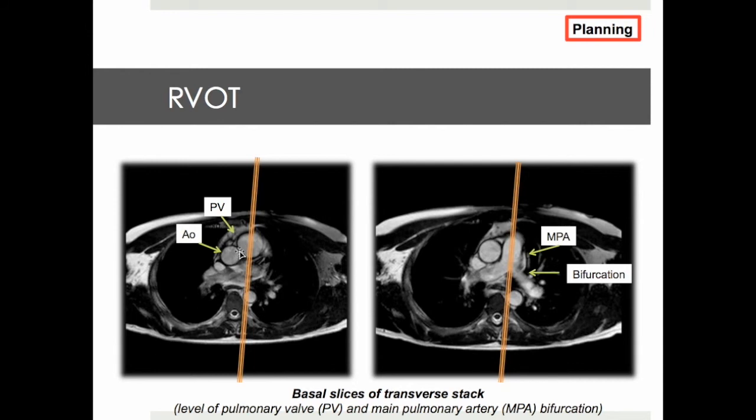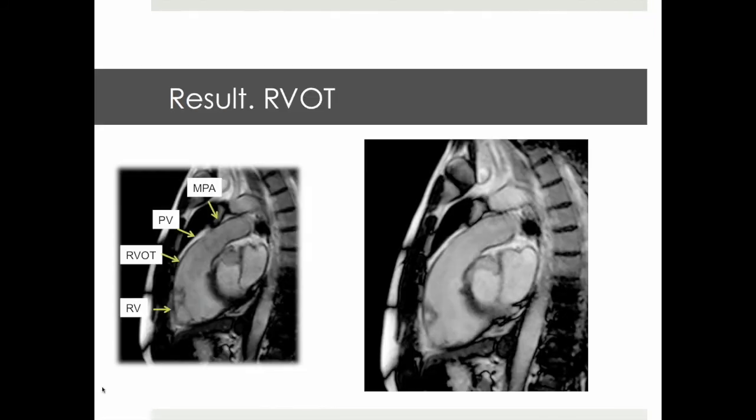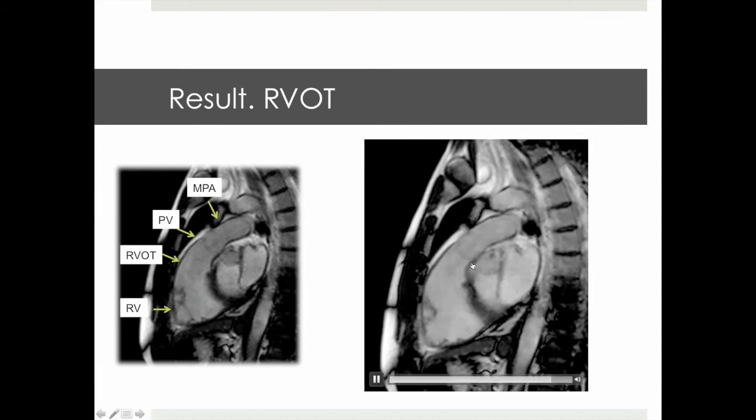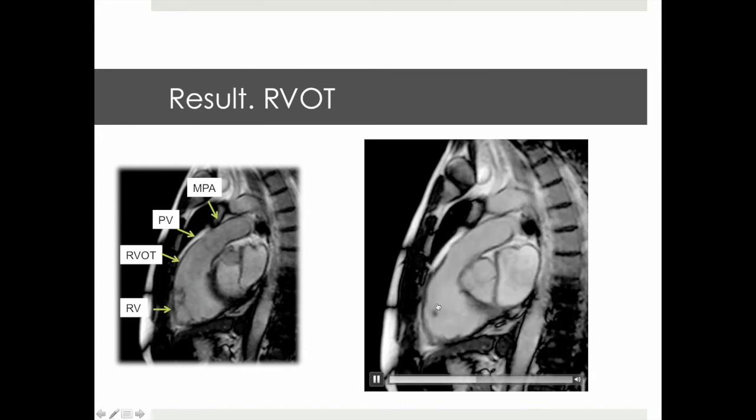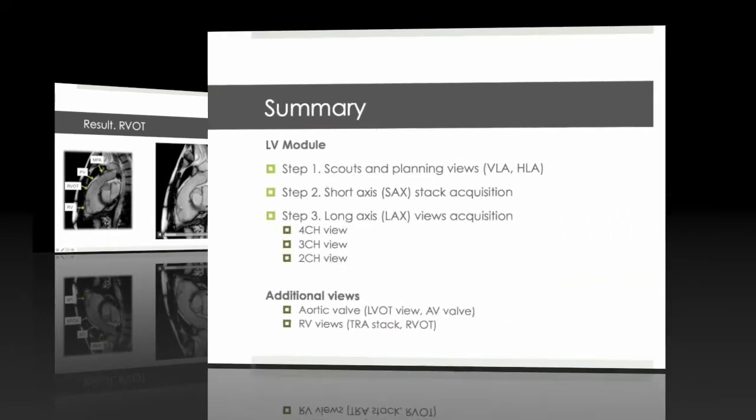Planning RVOT is our next step by cutting through the pulmonary valve as well as main pulmonary artery. And here is our result, RVOT, allowing to appreciate pulmonary valve, main pulmonary artery, RVOT, as well as the outlet of right ventricle.